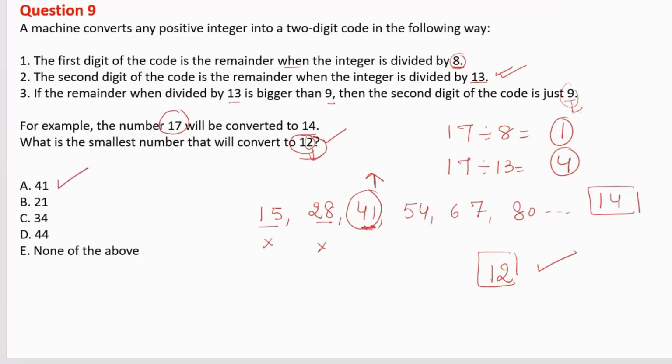So the first digit is the remainder when I divide by 8, and the second digit is the remainder when I divide by 13. The third condition I don't need to satisfy, because a remainder bigger than 9 would be a possibility, but in the case of 8 it is not possible. So that's why I need to leave it. This is my only case.